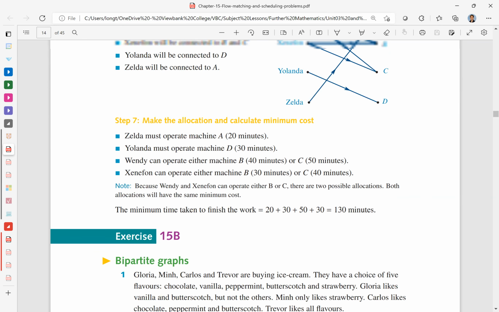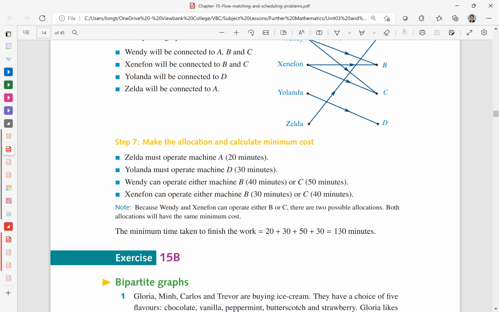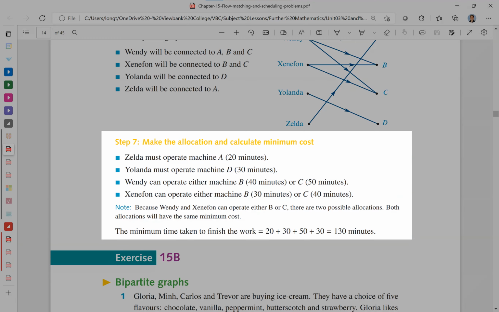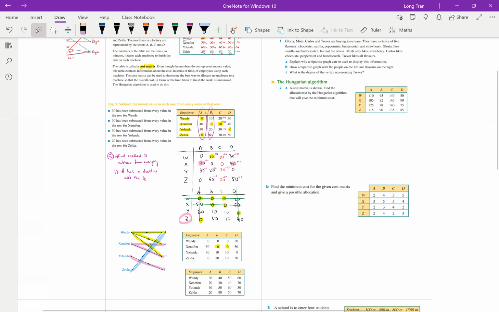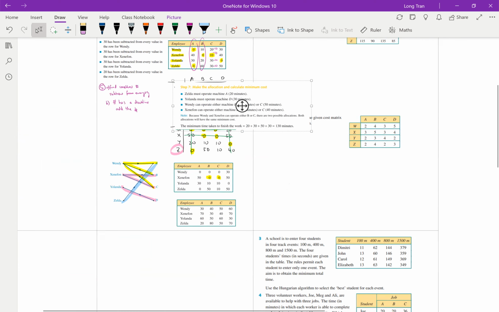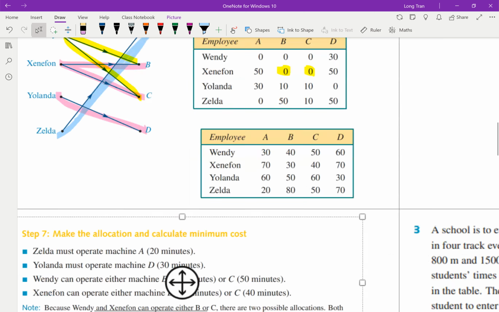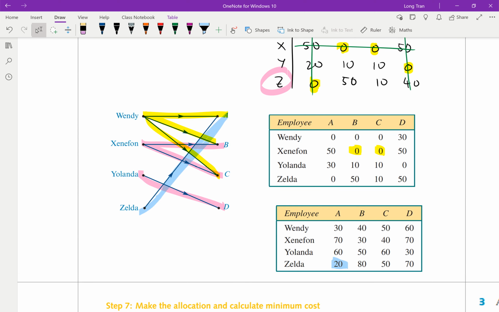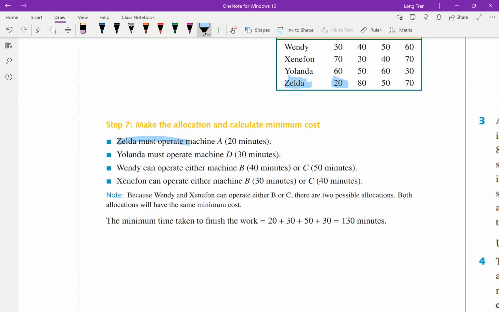at the bottom here, Zelda must operate machine A, it takes 20 minutes. Where did that come from? So I'm just going to copy this part here. Here we go. I'm just going to bring it across so you can read. So let's bring this over here. Let's see what the information tells us. So they said here, Zelda must operate machine A. That's because we connected Zelda to machine A. And you can see Zelda with machine A is 20 minutes. That's why they said here, Zelda must operate machine A, 20 minutes.